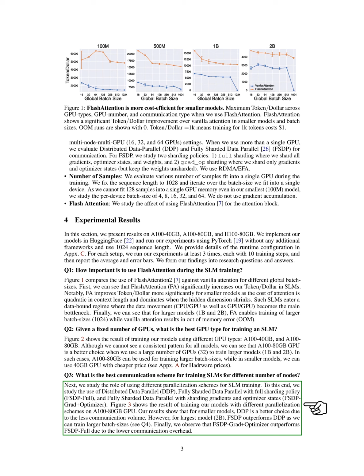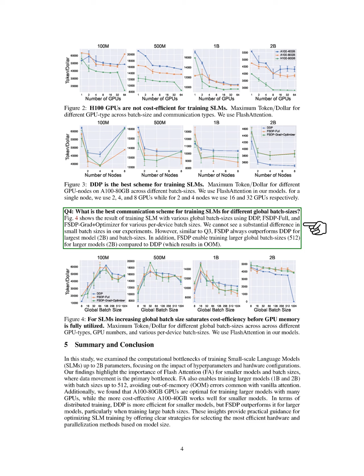Finally, for the fourth question, we analyze the best communication scheme for various global batch sizes. We observe that FSDP consistently outperforms DDP for the largest model and batch sizes, enabling training of larger global batch sizes compared to DDP, which leads to out-of-memory errors.